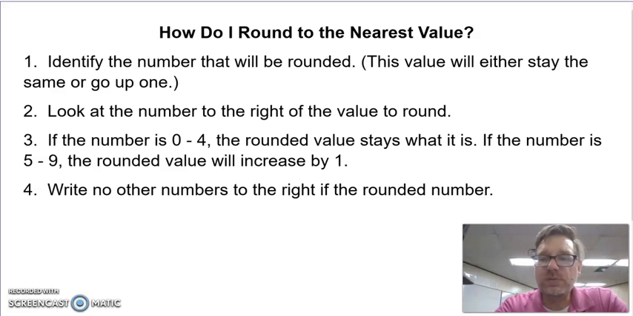So one of the problems that students always have is rounding. So you need to know how to round. We need to identify the value that is going to be rounded. Is it going to be the nearest hundredth? Is it the nearest tenth? What place is it? What digit is it? Look at the number to the right of that value. If the number on the right is between 0 and 4, the number that we're going to round stays the same. If it's 5 to 9, it goes up 1. And then no other numbers are written to the right.